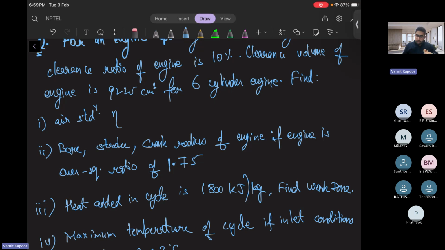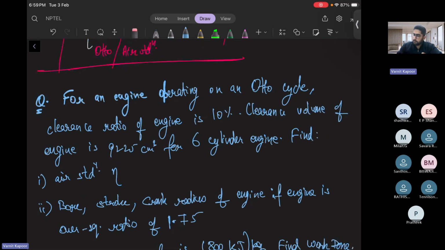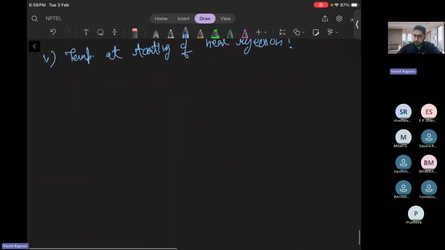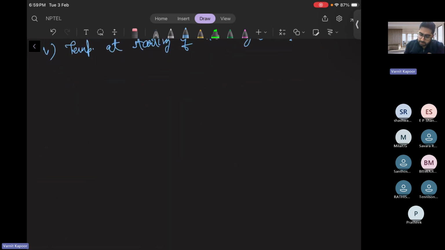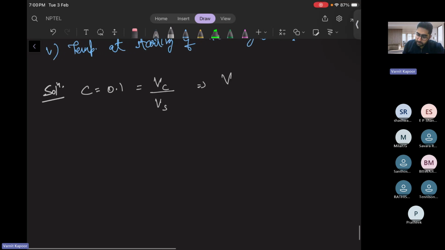All right. In this question, it is said that for the Otto cycle, clearance ratio is given as 10%. Clearance volume VC is given directly for a six-cylinder engine. You need to find the air standard efficiency first of all. Let's come to the solution. The clearance ratio is 10%, that is 0.1. We know that clearance ratio is nothing but VC by VS. That means V swept is 10 times V clearance.